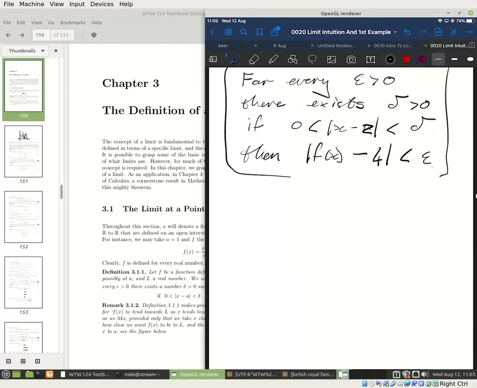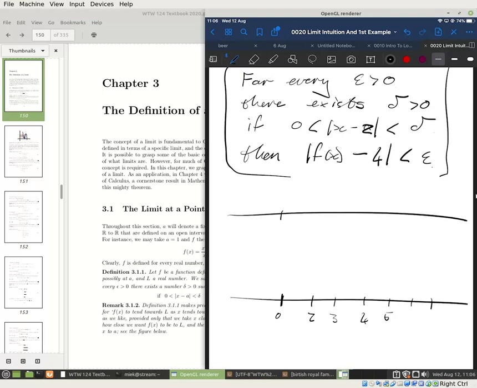So let's redraw this number line, 0 over there, 2 over there, 3, 4, 5, 6, 7, and let's draw the codomain. 0, 1, 2, 3, 4, 5, 6, 7, 8, 9. Okay.